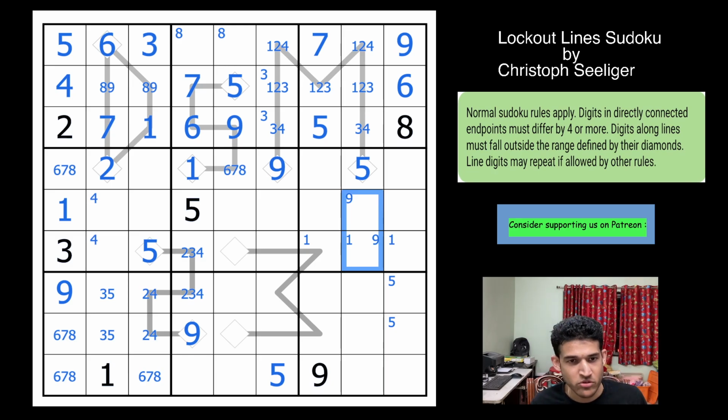Okay, so one more important observation. None of these two cells take a 5. You have a 5 here. So which means none of these cells take a 4 or a 6, because like I said at the start, if you have a 4 or 6 on the lockout line, it must mean one of the diamonds must be at a 5. So no 4, 6 in here.